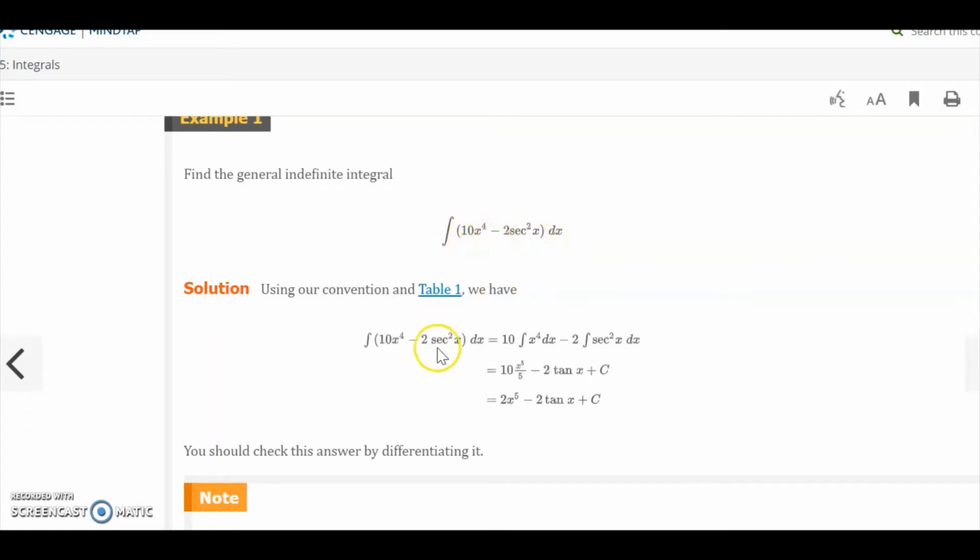Okay, so they split it up into two different parts. You don't have to do this, but it does make some functions a little easier to find the antiderivative. So they brought 10 to the outside and they're integrating x to the fourth dx minus 2. Since 2 is a constant, they brought it to the outside, and they split it up into two integrals. So we add 1 to the exponent, x to the fifth over 5. Secant squared x becomes tangent x, then you have that plus c. So this becomes your final answer.